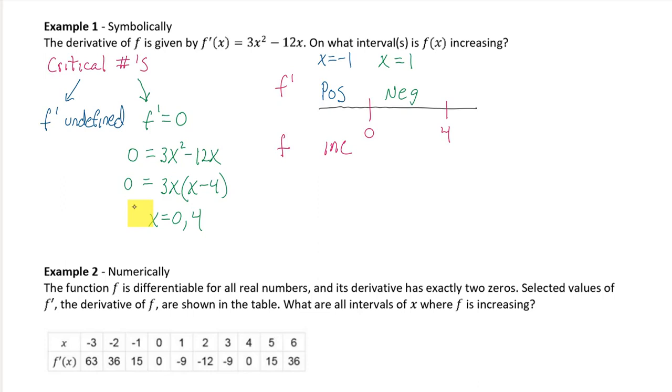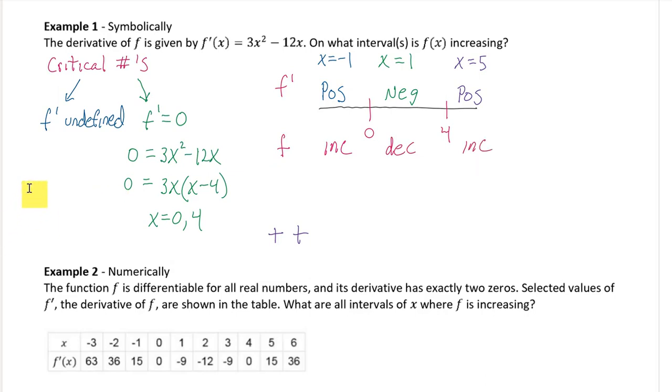So maybe in the last interval I'd pick x equals 5. And I plug it in again to my derivative. 3 times 5 is 15. That's positive. 5 minus 4 is 1. That's positive. So I have positive times positive, which makes this last interval positive. And again, the whole reason we're doing this is so we can tell what's happening with f. So in the second interval from 0 to 4, since f prime is negative, that means f is decreasing. And then we go back to f prime being positive from 4 to infinity, so we would say that f is increasing.